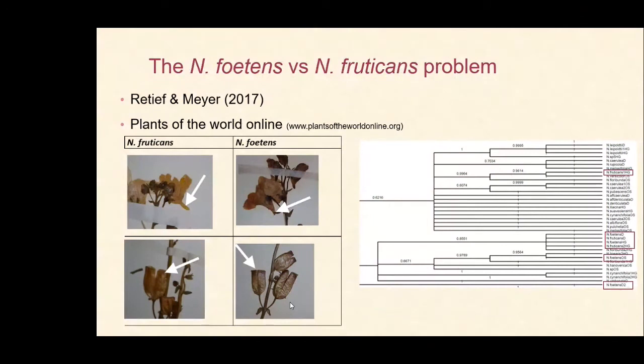We found that Nemesia fruticans had nectar spurs that are tubular and slender, while Nemesia fruitans had nectar spurs that are tubular with a broad base. And in addition, specimens of Nemesia fruticans had fruits with apices that are emarginate, while Nemesia fruitans had fruits with apices that are truncate.